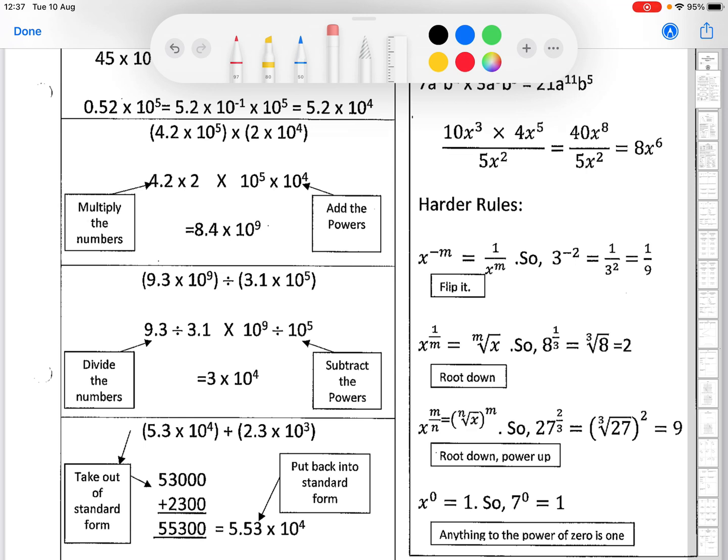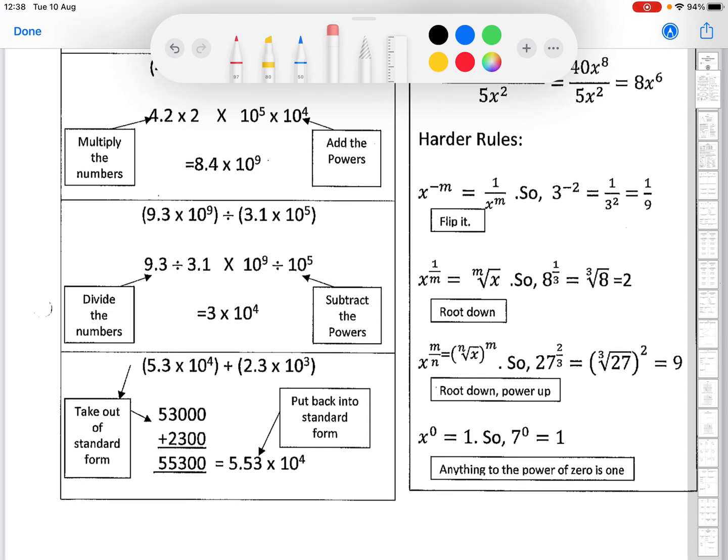When you're multiplying standard form, you just need to multiply your numbers. So do 4.2 times 2 first, and then do 10 to the power of 5 times 10 to the power of 4. When you are multiplying these together, by the rules of indices, you just add the powers. So 4.2 times 2 is 8.4, and 10 to the power of 5 times 10 to the power of 4 is 10 to the power of 9.